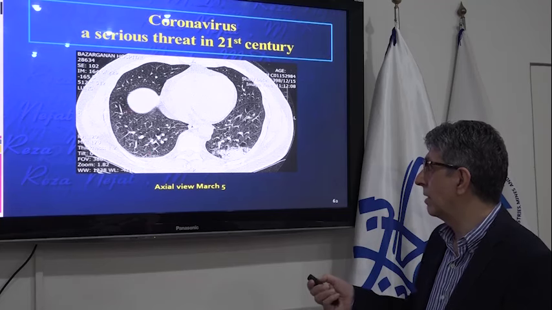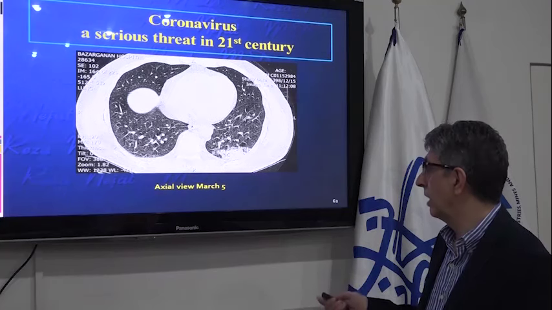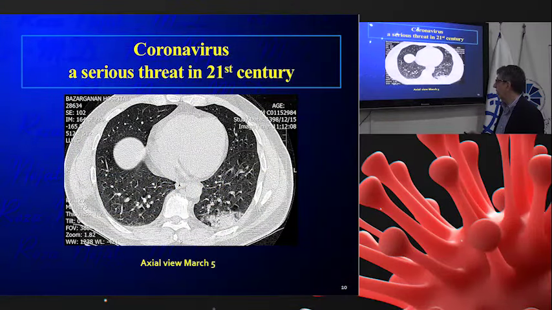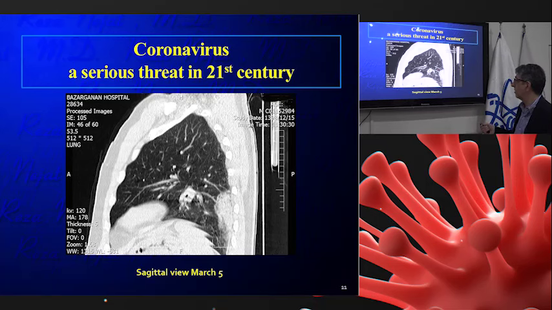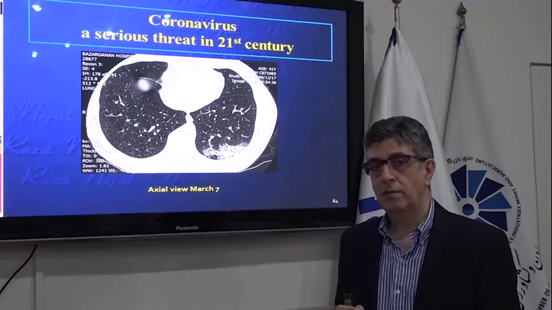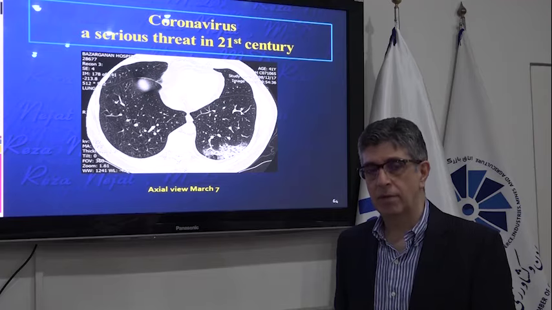And a granulous appearance to some degree can be seen here, and a consolidation here. On March the 5th, the patient was admitted to hospital. This is the axial view of the 5th of March CT scan of my patient's lung. This is the sagittal view. You can see the consolidation here and peribronchial infiltration over here. On March the 5th, the patient was admitted to hospital, and we started to administer losartan plus glucose, insulin, potassium, plus a regimen of 4 antiviral drugs.